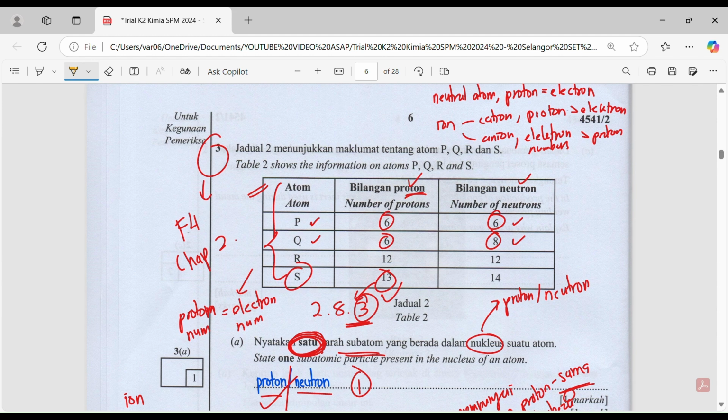Alright. So, for your ion R, let me just erase a few things. Alright, okay.